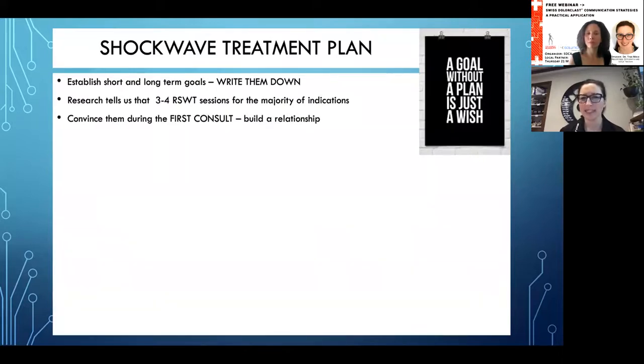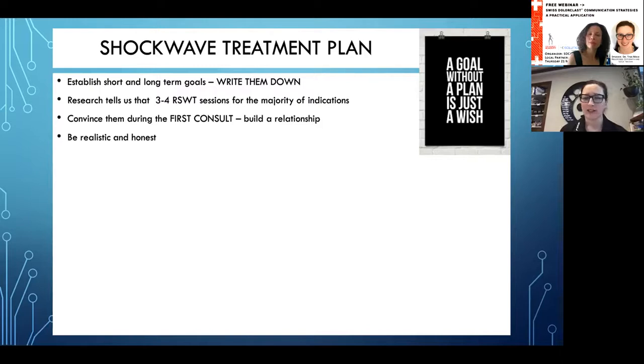You need to get them to understand that they're going to potentially need more than 1 treatment, but you need to say this the very first time you see them. You don't wait and then go, oh, next time I see you, we're going to do it again, and they have no idea and weren't even expecting a second treatment. So when you have the first consult, explain to them that generally we need 3 or 4 sessions for the majority of our indications.